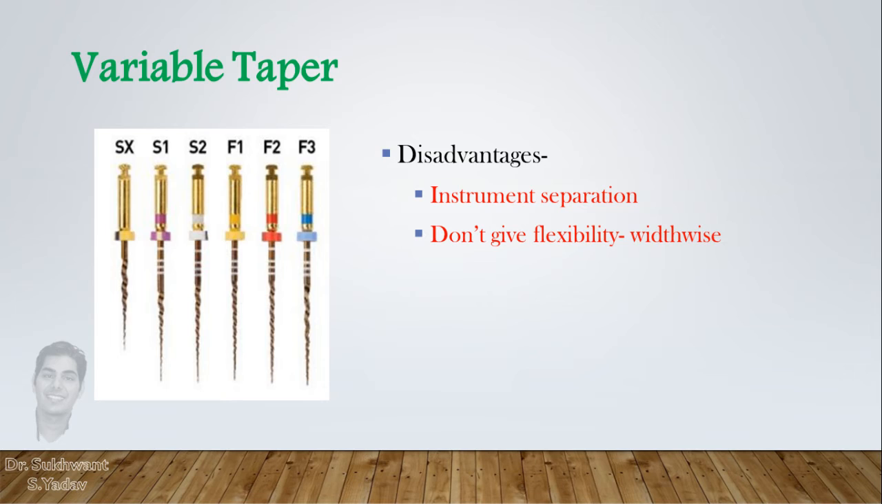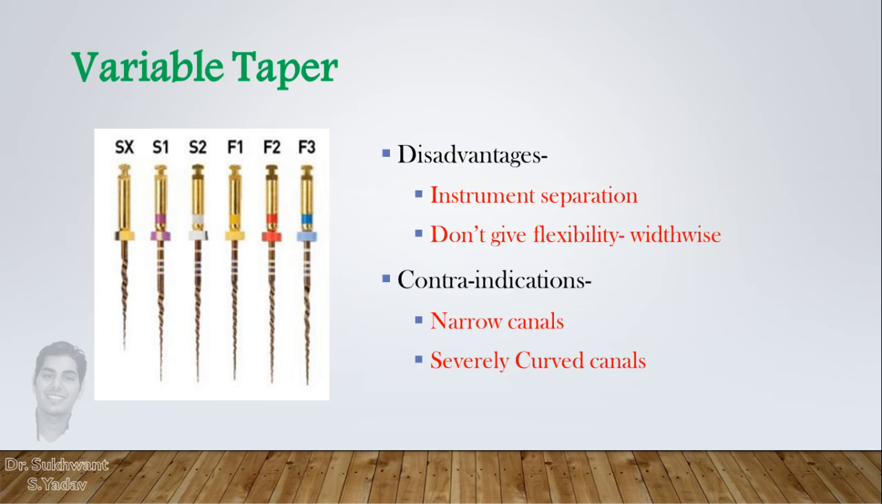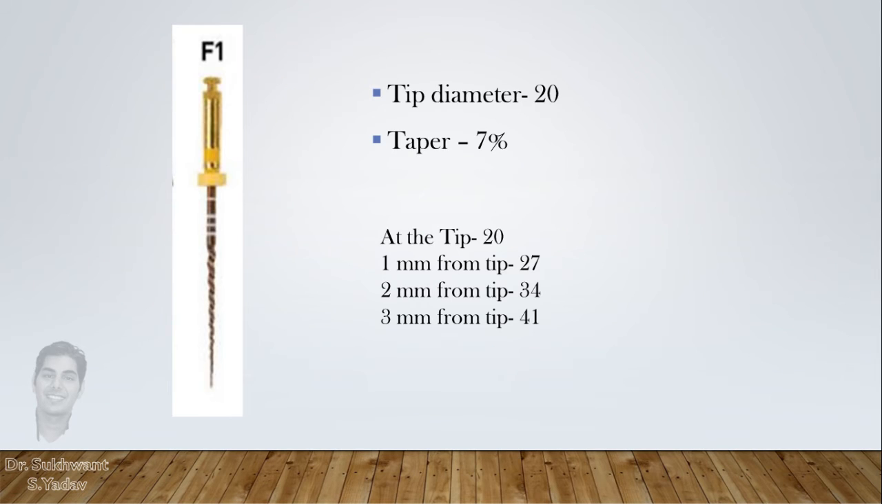Then this system doesn't give you flexibility in preparation width. That means if you feel that the preparation is not sufficient in the coronal and middle third, you have no choice apart from hand files. If the canal is narrow, then also you are bound to prepare the canal till F1 at least, which is quite large for narrow and curved canals. So this system is not so suitable for narrow and severely curved canals. As you see, the preparation size of F1 will be more than a number 40 file at 3 mm from the apex.